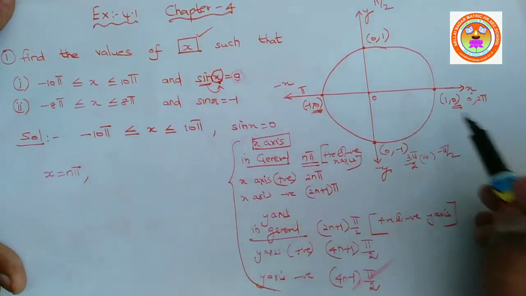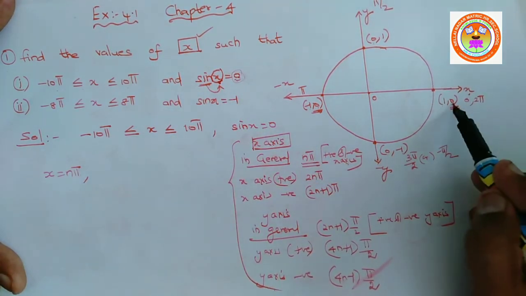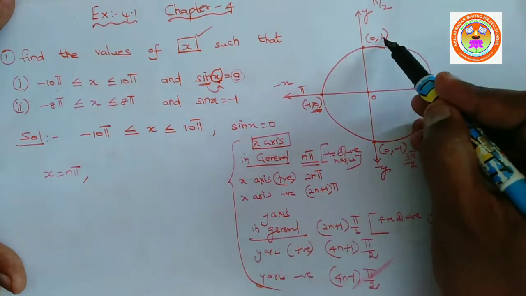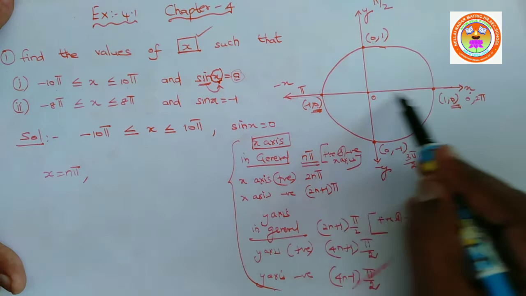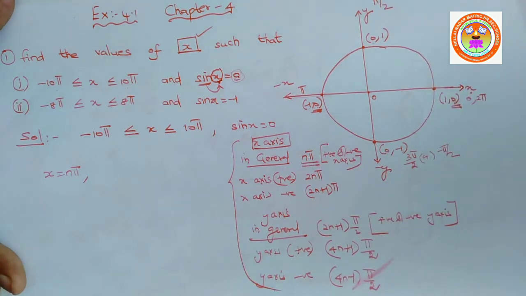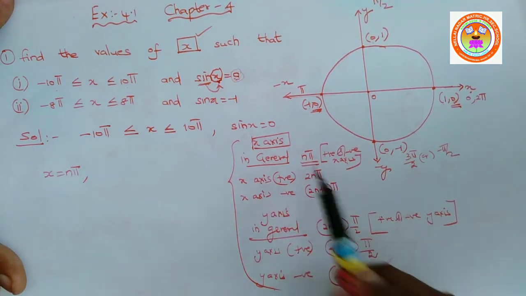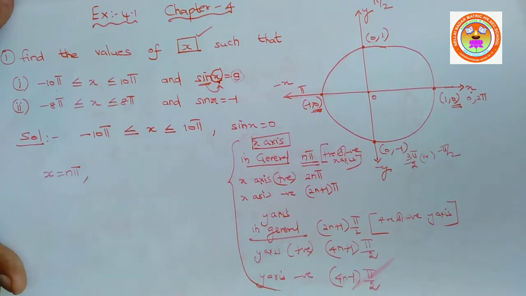The value is 0. Second one is sine. Here 0, here is 1, here is minus 1. So 0, we want to take this one and this one. We are taking the whole x axis, nothing but n pi. X is equal to n pi, where n belongs to z.